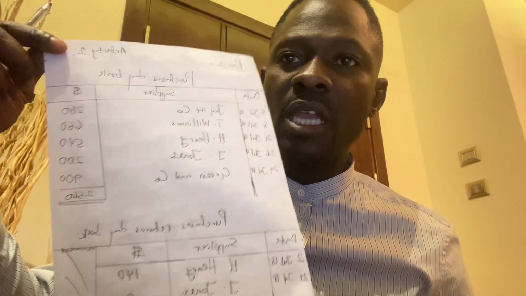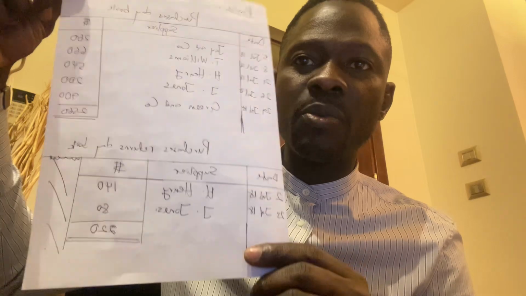Activity 1. For activity 1, we have Boris, who runs a building and decorating business. He purchased goods to install a kitchen. The following is a list of transactions for Boris in July 2018. Bought goods on credit from J and Co. So we're going to have a purchases day book and the purchases returns day book. I'm going to explain each one.